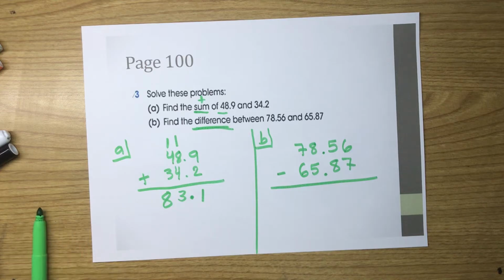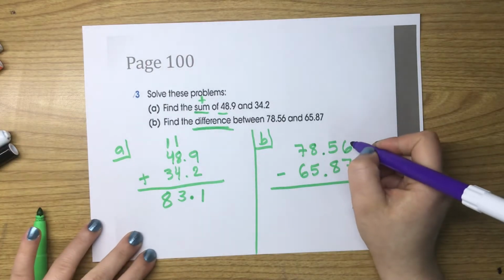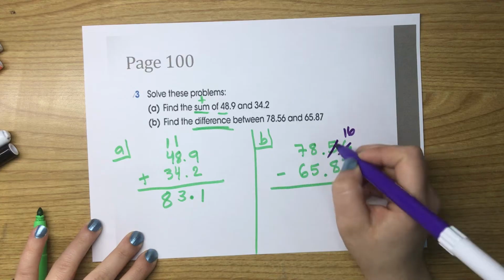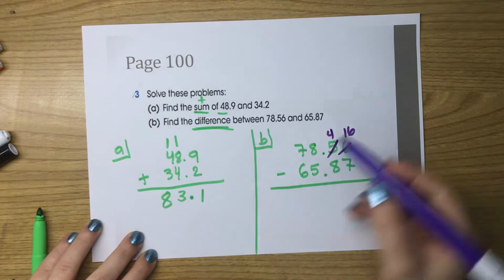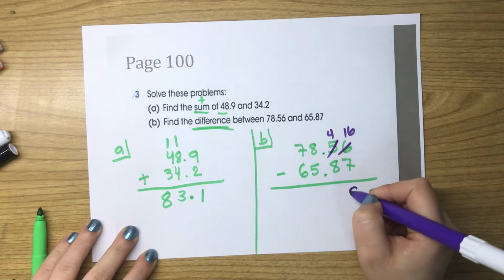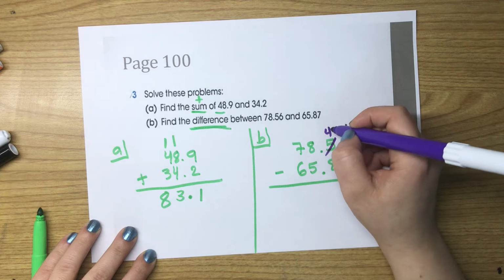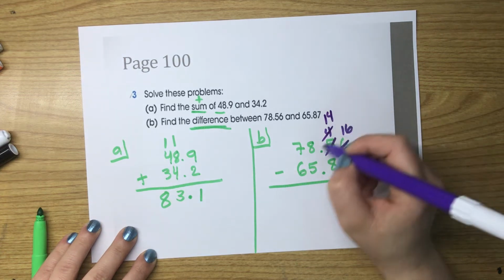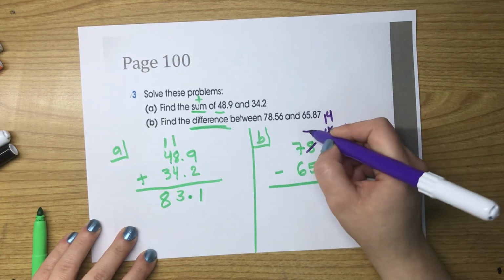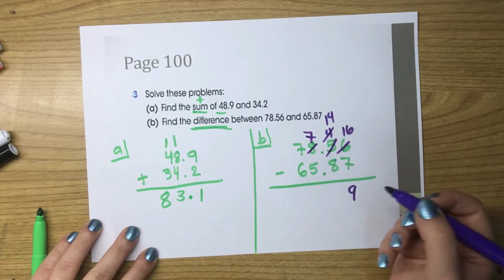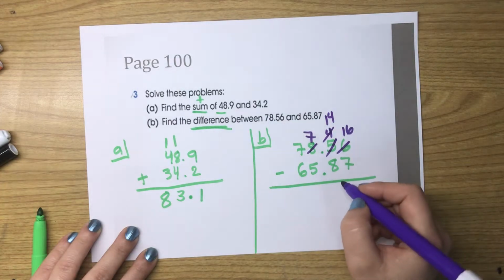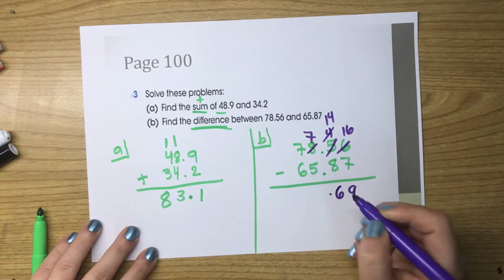Now, 6 take away 7 we can't. The 6 turns into 16. The 5 turns into 4. 16 take away 7 equals 9. 4 take away 8 we can't, so we have to regroup the 4 again. Gonna be 14. Taking it from the 8, that turns into 7. 14 take away 8 equals 6.